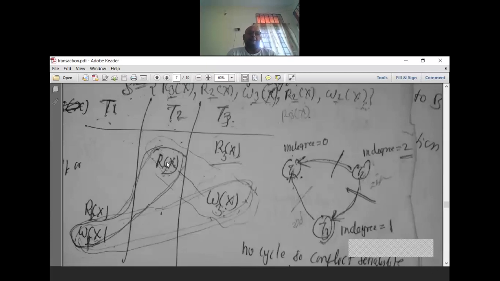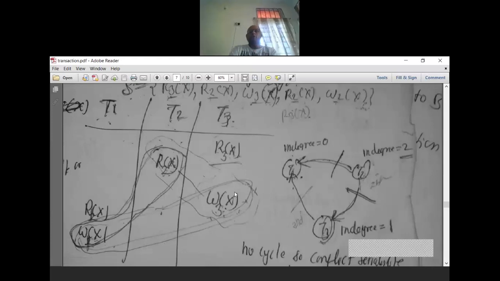Next I will check from T2 to T3 whether any conflict is there. R2x, yes, it is read x, it is write x. So this one is a conflict. Now I will check the other. Actually, read X and WX is also a conflict. I have not marked this. This is also a conflict. In the similar way, write X to write X is also a conflict operation.